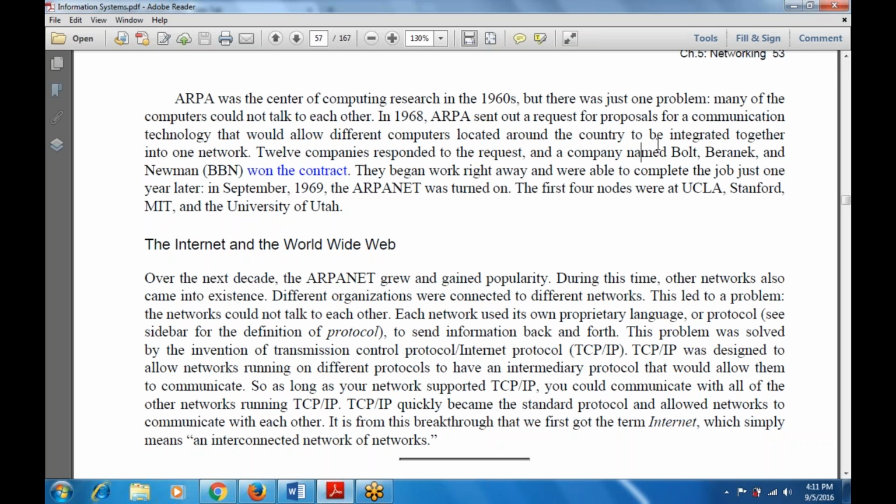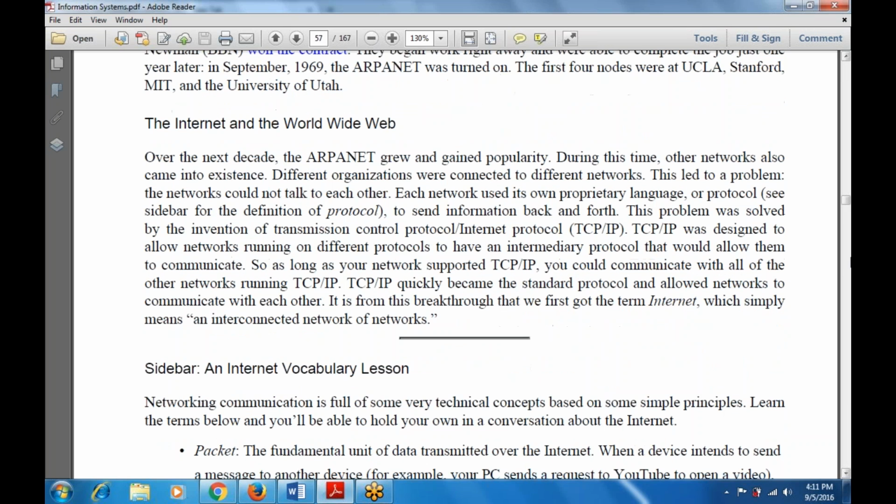A company named BBN won. That is the scenario in which the ARPANET, the precursor of the internet, comes into the picture. Now let's talk about what the internet and the WWW are. We are talking about the ARPANET, the Advanced Research Projects Agency Network, which was used in the invention of the internet.